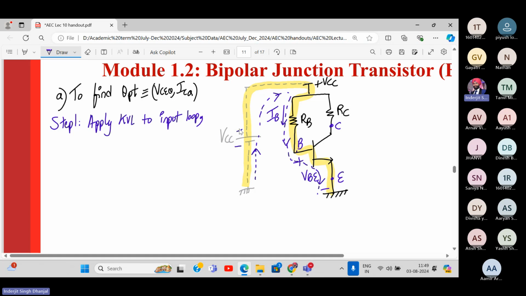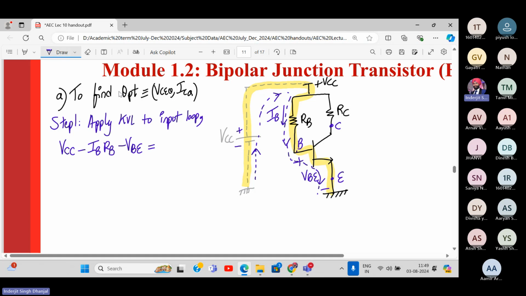This is minus plus. So do we write this is VCC? Then you have IB RB, so it will be minus IB RB. Then you have VB, so plus minus. So it's fall in potential, so minus VB is equal to 0. Did you understand how I got this expression?